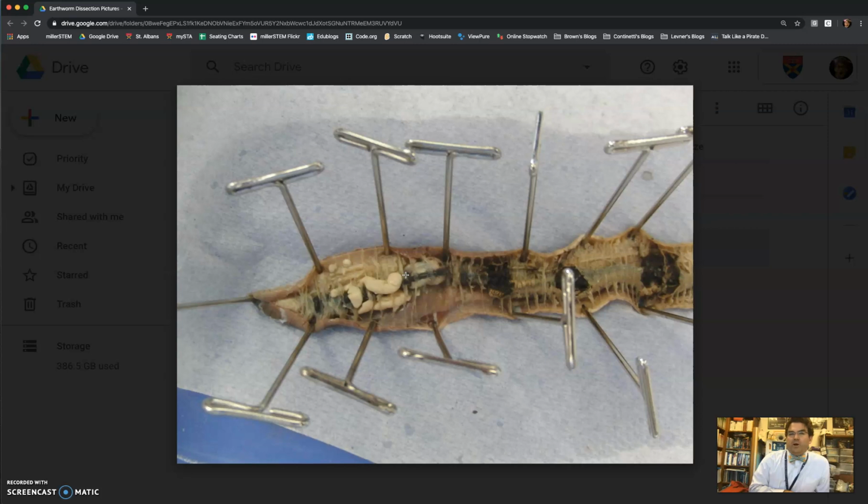We will learn about an open circulatory system when we look at insects, where their organs just kind of swim in a pool of blood. That's what causes insects to be so squishy. But here we've got a closed circulatory system because all of the blood is located in the veins.